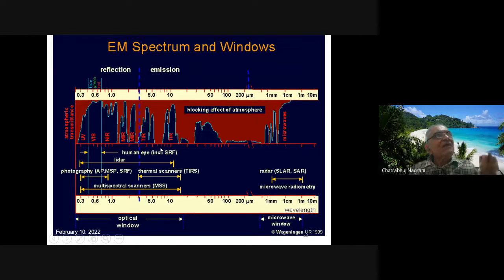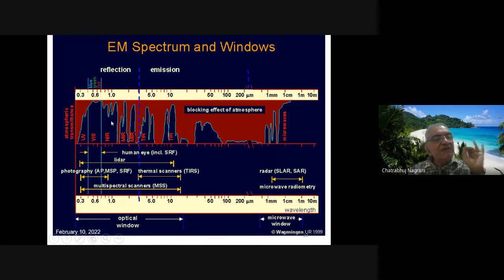Now, when I make the measurement, as I told you in the previous slide, there is the sun's reflected energy and Earth's emitted energy, but that is above the atmosphere. But in the atmosphere, you can see here, there are so many wavelengths which are absorbed by the atmosphere. So if I am making a measurement from space, the blue regions you are seeing here are called atmospheric windows.